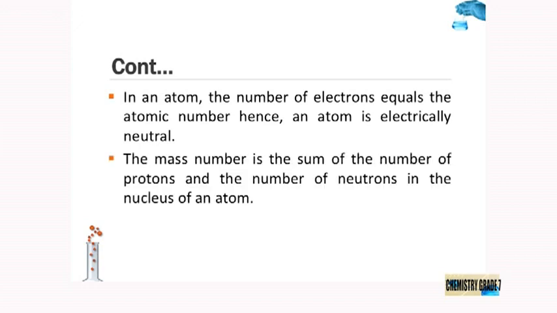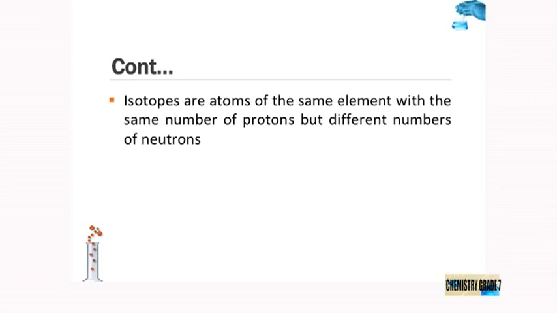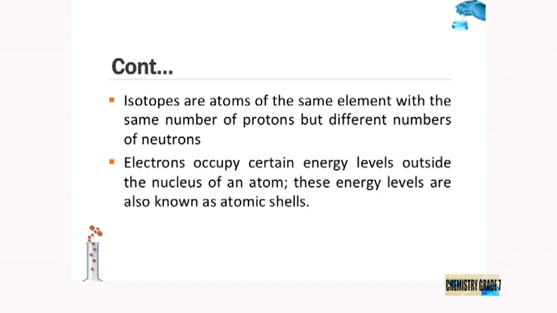The mass number is the sum of the number of protons and the number of neutrons in the nucleus of an atom. Isotopes are atoms of the same element with the same number of protons but different numbers of neutrons. Electrons occupy certain energy levels outside the nucleus of an atom. These energy levels are also known as atomic shells.